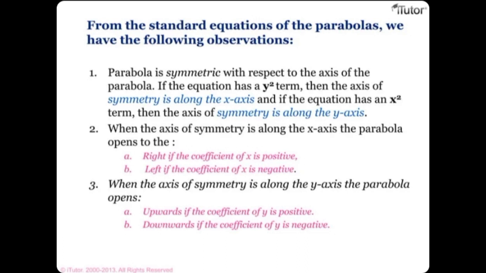Number two, when the axis of symmetry is along the x-axis, the parabola opens to the right if the coefficient of x is positive, and to the left if the coefficient of x is negative. And number three, when the axis of symmetry is along the y-axis, the parabola opens upwards if the coefficient of y is positive, and downward if the coefficient of y is negative.